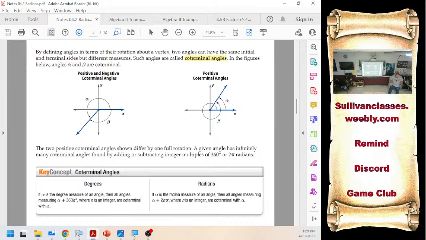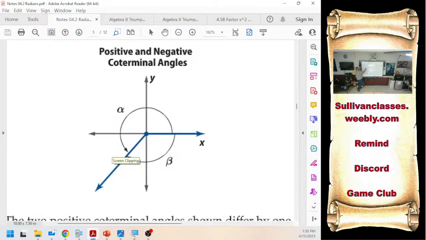It works. Okay? Coterminal angles are things that end in the same spot. I could have a positive angle that goes this way. Where about do you think that is?